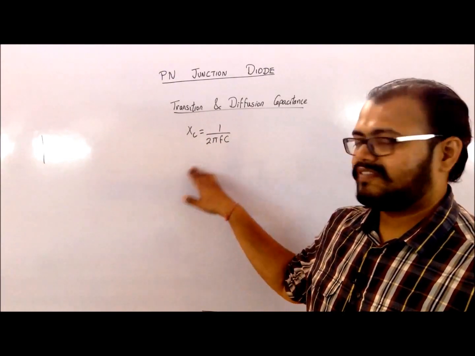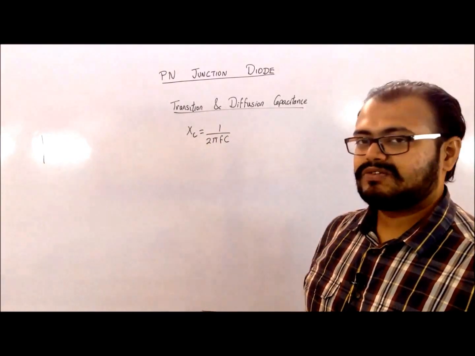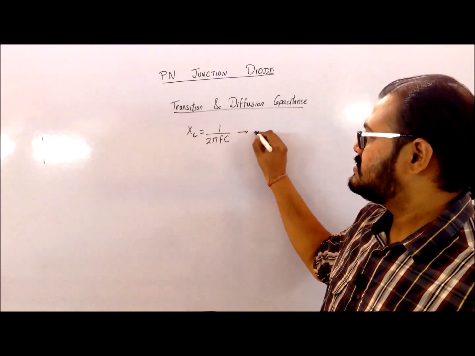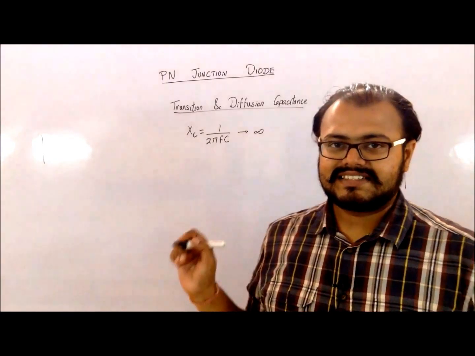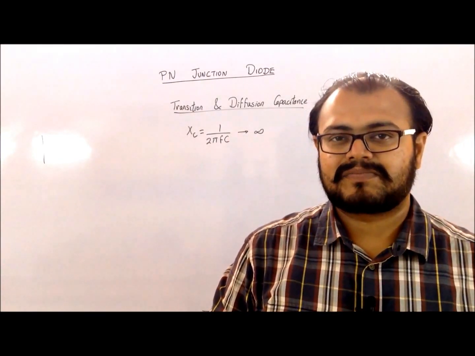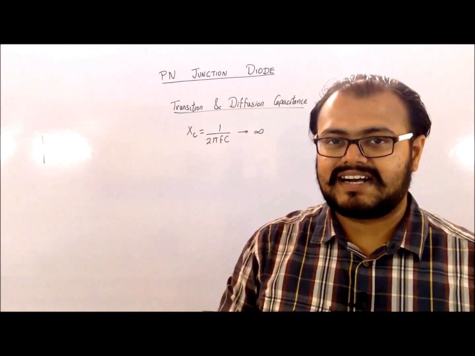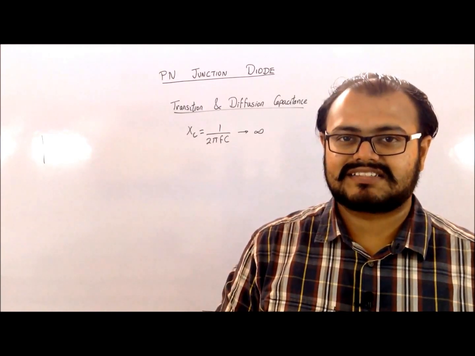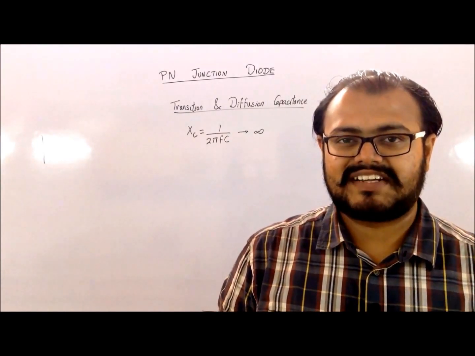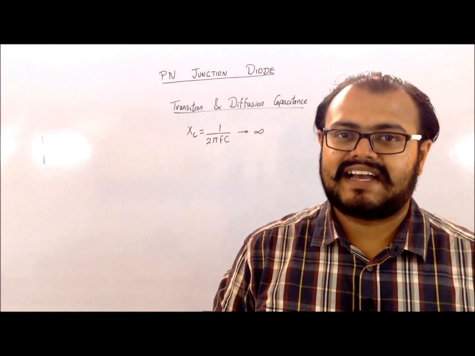Now for a low frequency, this value will be almost tending to infinity. So since it is infinity, it can be assumed to be an open circuit. Normally this capacitance is present in a parallel fashion. So because of their open circuitness, they won't be affecting the diode's characteristic.